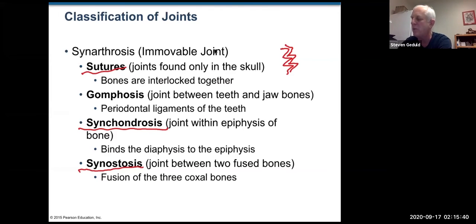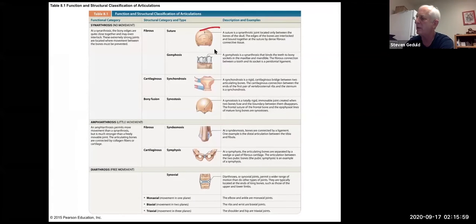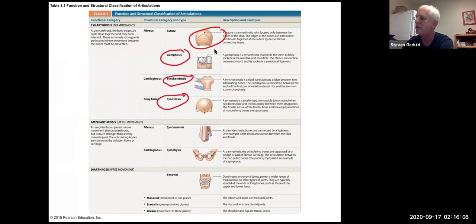Synostosis is a joint between two fused bones, like the coccyx. Your sacrum is five fused bones. Your coccyx is three to five fused bones in the vertebrae, which we talked about. So those are four examples of synarthrosis, immovable joints. And here's a category of it. This is your suture line. This is your gomphosis, teeth in the alveolar process, synchondrosis, and your synostosis. We'll get to examples of the other ones here too.